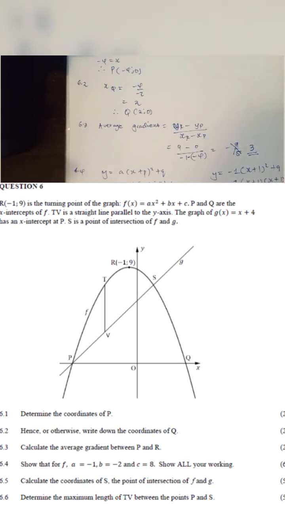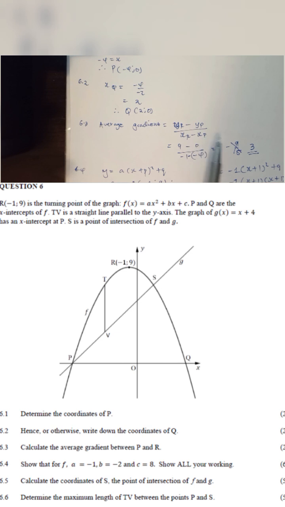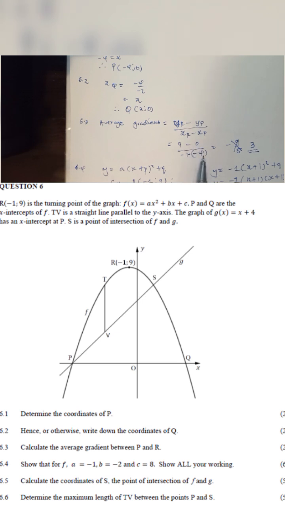6.3 says, calculate the average gradient between P and R. We have the coordinates of P and we have the coordinates of R. So now we can calculate using the gradient formula, which is m is equal to y2 minus y1 over x2 minus x1. But I used the letters of our points here, P and R. So average gradient is equal to yR minus yP over xR minus xP, which is equal to 9 minus 0 over negative 1 minus negative 4, which will give you 3. So we're done with that question.